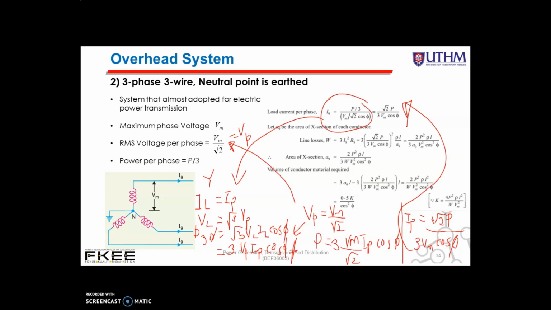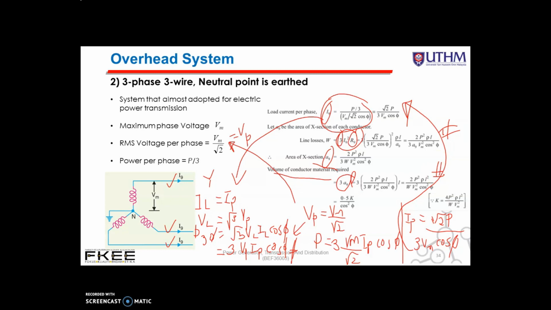So line losses W by using this equation: 3 I phase squared R phase, because we have 3 conductors. Then you just substitute all the equations for I phase and R phase, and you get this equation. Then you can get the area, which is 2 P squared rho L over 3 W Vm squared cos squared phi. Then you can get the volume of the conductor material required for three-phase, three-wire. You just use this equation: 3 times A times L, so 3 because we have 3 conductors. Then you can get this equation.